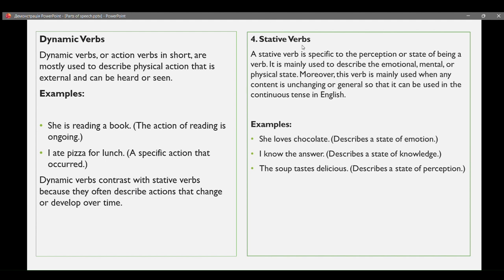Stative verbs are specific to the perception or state of being. They are mainly used to describe the emotional, mental, or physical state. For example, she loves chocolate. Describes a state of emotion. I know the answer. Describes a state of knowledge. The soup tastes delicious. Describes a state of perception.